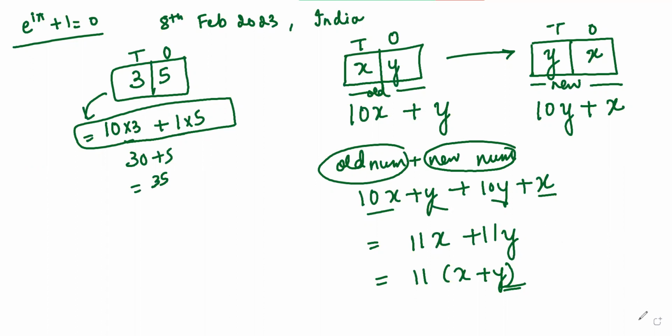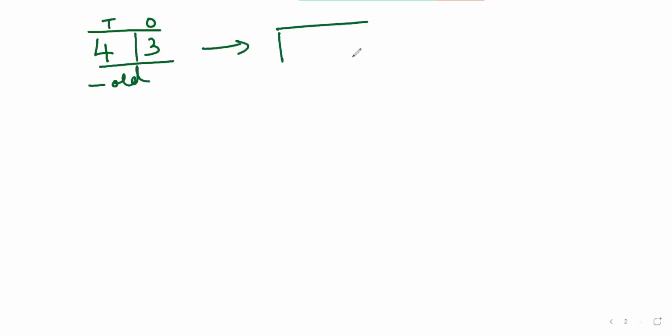To make this point a little clearer, let's take a simple number, 43. Ones place is 3 and tens place we have 4. This is the old number, right? I swap the digits. What do I get? I get 34, with 3 in the tens place and 4 in the ones place.